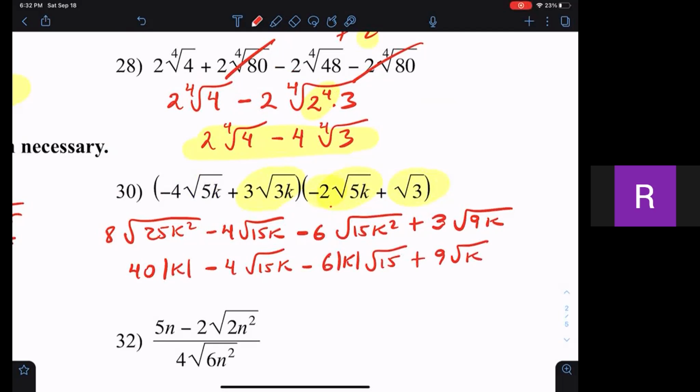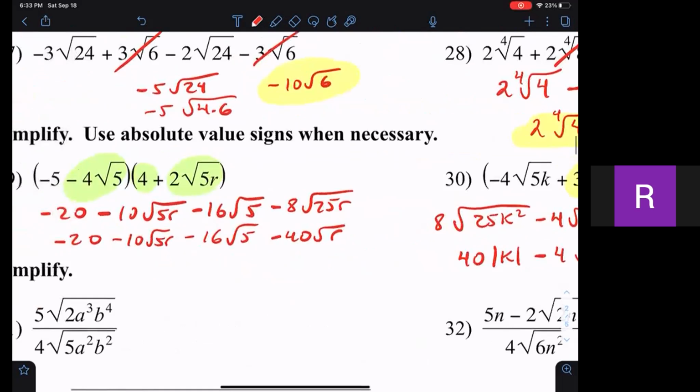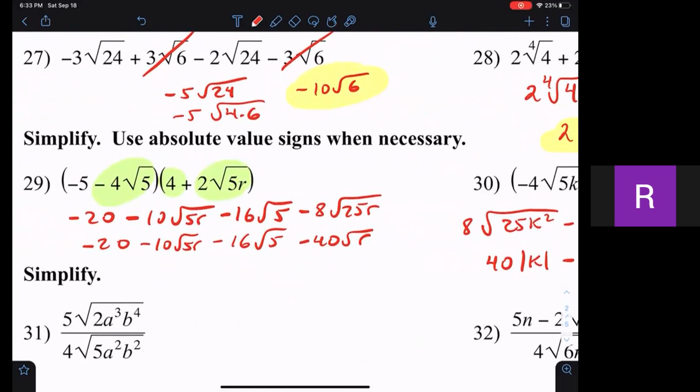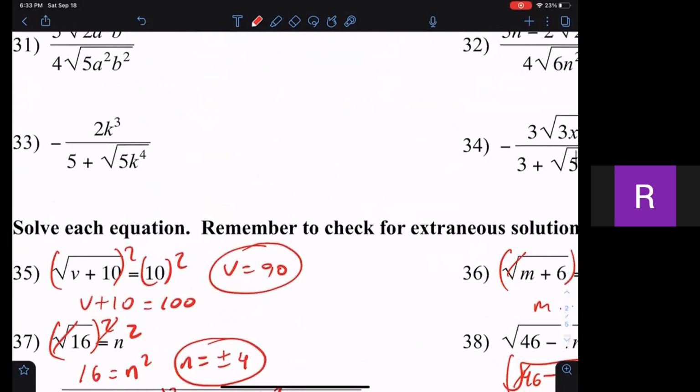So then let me see if I can combine something. Nope, that's it. That's the answer. We double check. That's correct. And then the other one. Let's see, 29. That's correct. Next.